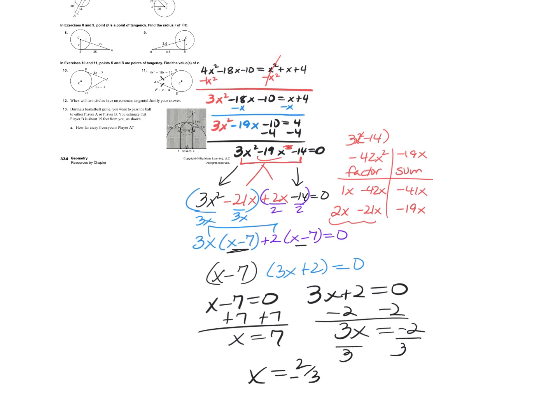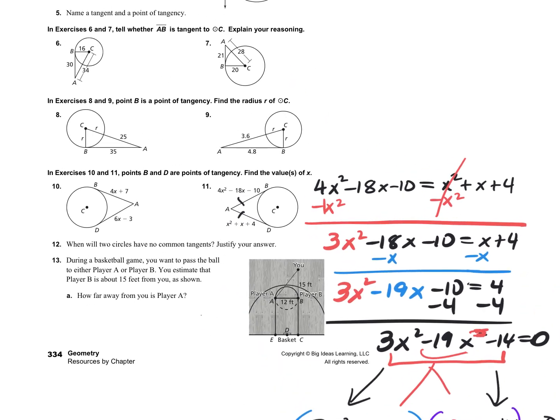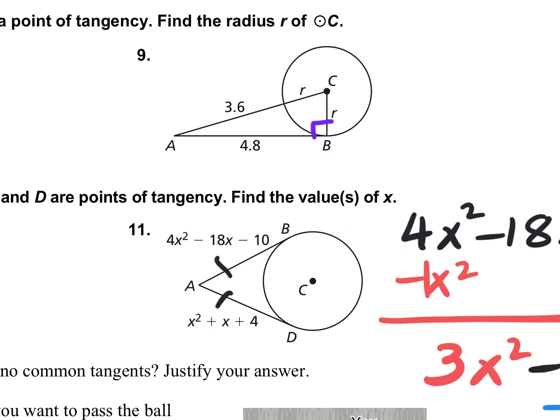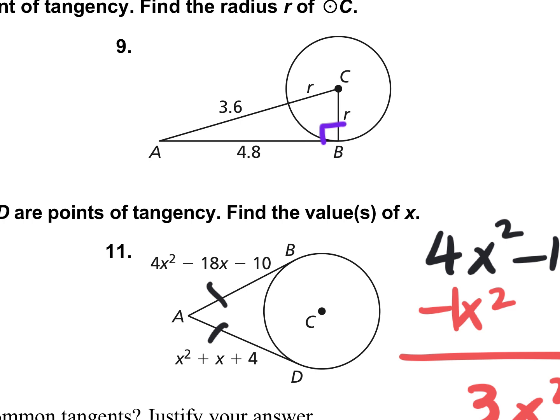All right, number 9. This one, it's telling us that point B is a point of tangency, and it wants us to find the length of the radius. So because point B is the point of tangency, I learned a theorem that stated when a tangent and a radius intersect, they form perpendicular lines. So this tells me my right angle is located at point B, that point of tangency.